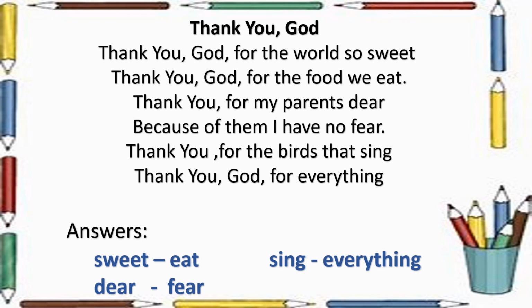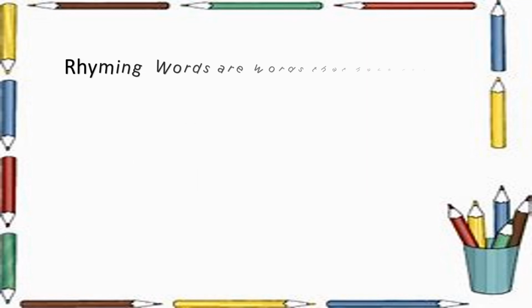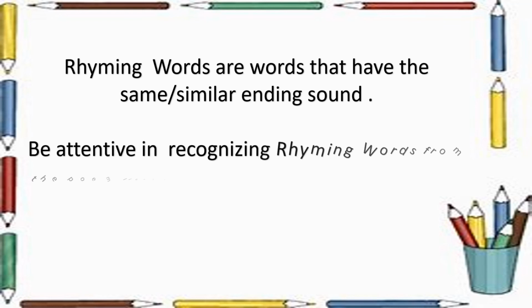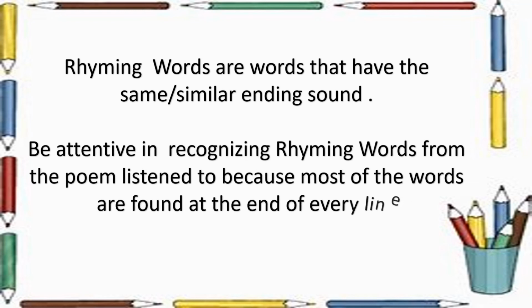Very good. So hopefully it's now clear to you and it's now easy for you to recognize rhyming words from the poem listened to. Alright, so before we end up once again, let's have a wrap up. Okay, so when you say rhyming words, they are words that have the same similar ending sound. Be attentive in recognizing rhyming words because most of the words are just found at the end of every line.